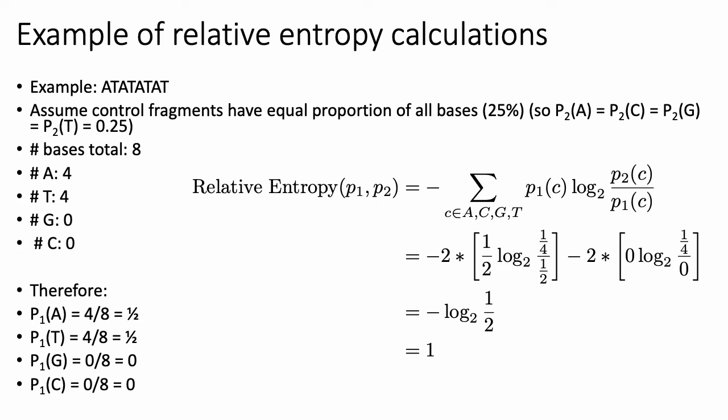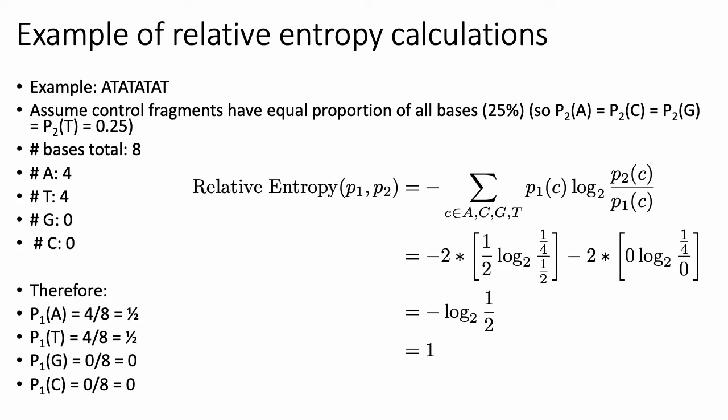In terms of the relative entropy calculation, we are looking at each base individually, and we're asking, what's the probability of seeing that base in a given column in my bound fragments? Then I multiply that by the log ratio of the probability of seeing that base in the control fragments, divided by the probability of seeing that base in a particular column of the bound fragments. This is what the calculation comes out to. Basically it comes out to a value of 1.